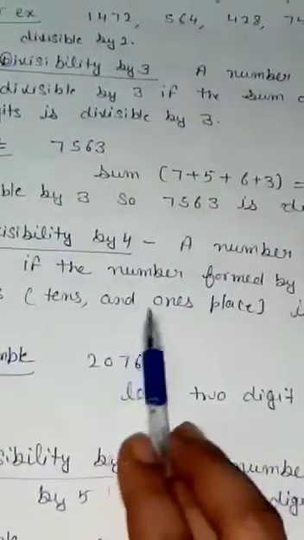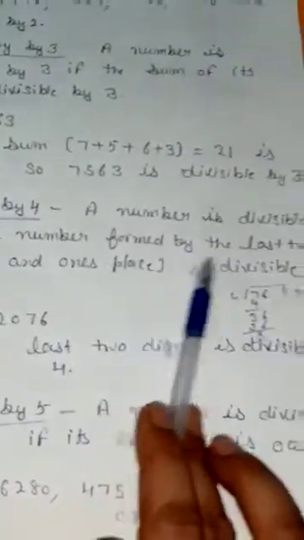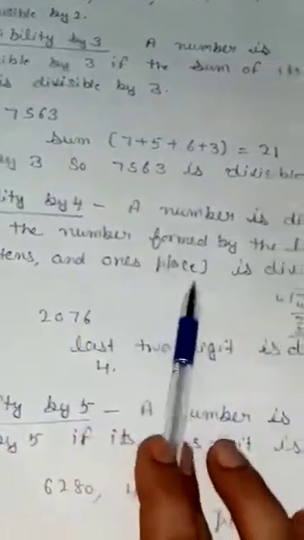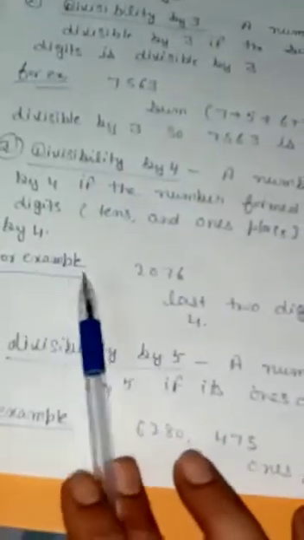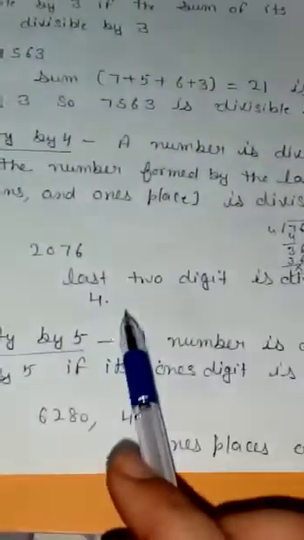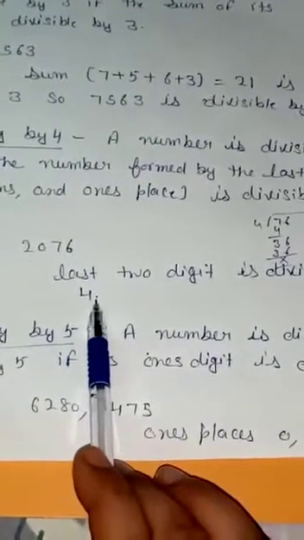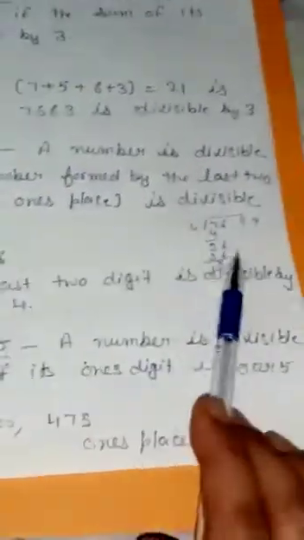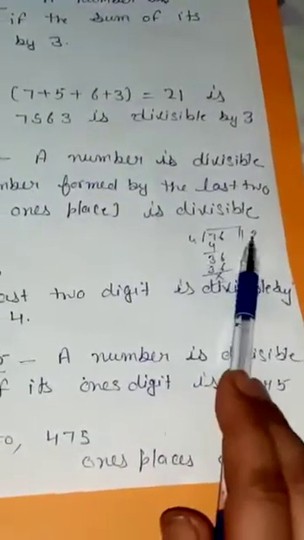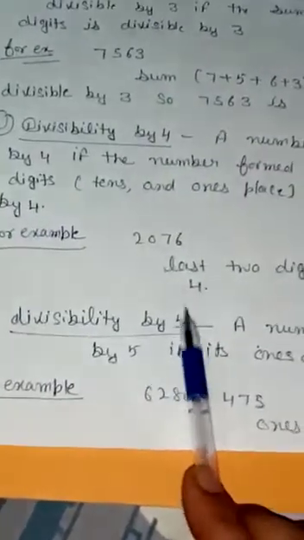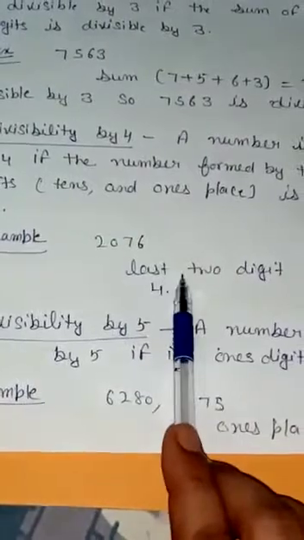The next is divisibility by 4. A number is divisible by 4 if the number formed by the last two digits, the tens and ones place, is divisible by 4. For example, 2076. Here the last two digits are 76. Is 76 divisible by 4 or not? Yes, it is divisible by 4. 19 fours are 76. So the number 2076 is divisible by 4.